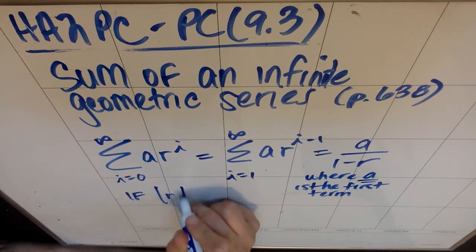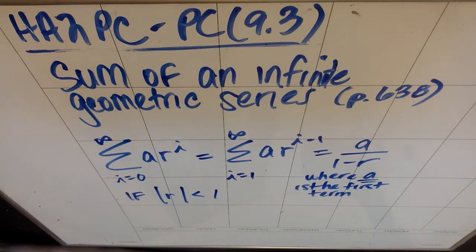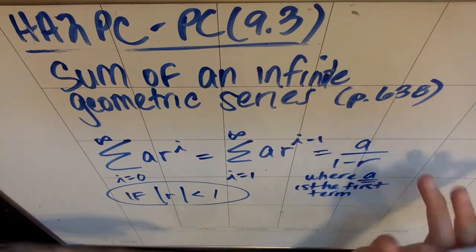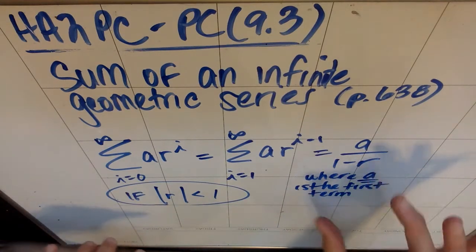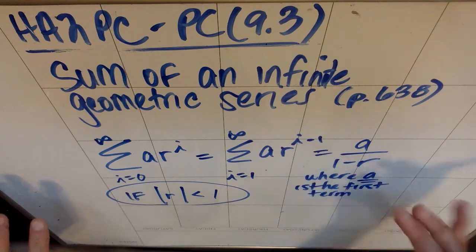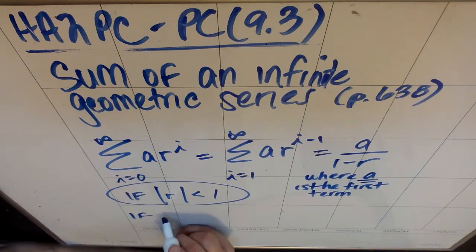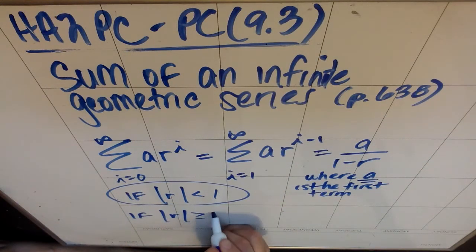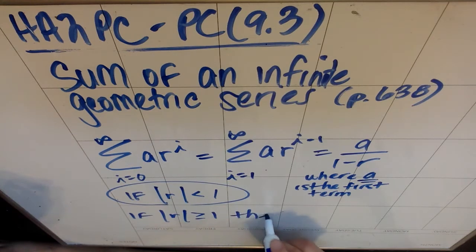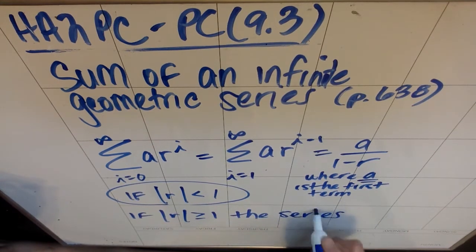if the absolute value of r is less than 1. So this is only the case if the absolute value of r is less than 1, then this will converge to this number. We call it converging. It will sum to a finite number, A over 1 minus r. If the absolute value of r is greater than or equal to 1, then the series diverges.